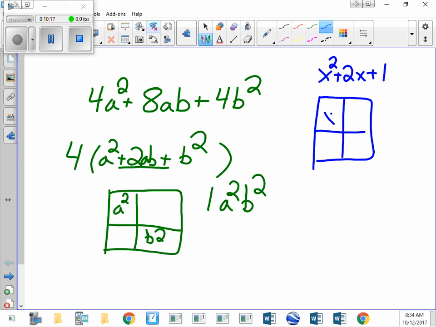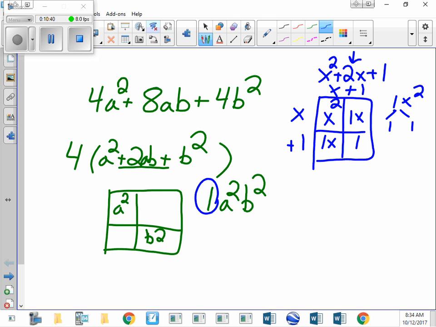In this one, I would have x squared and 1x squared. Are there factors of 1 that add to be 2? 1 and 1. 1 and 1, and I write 1x and 1x, and I get x plus 1, and x plus 1. So, are there factors of 1 that add to be 2? Yeah, 1 and 1. So this is plus 1 and plus 1.